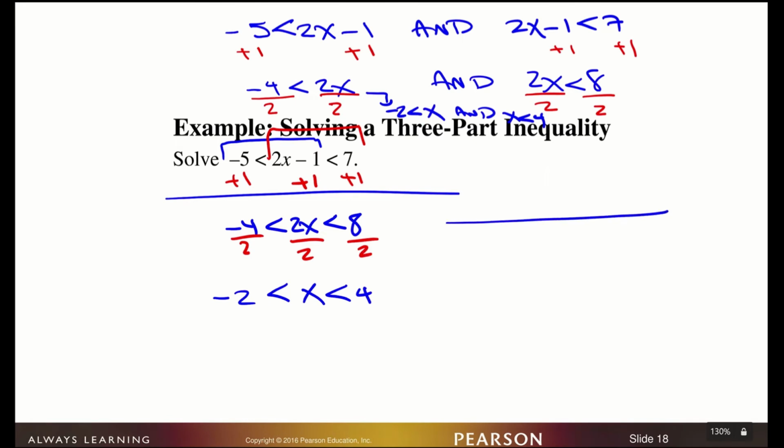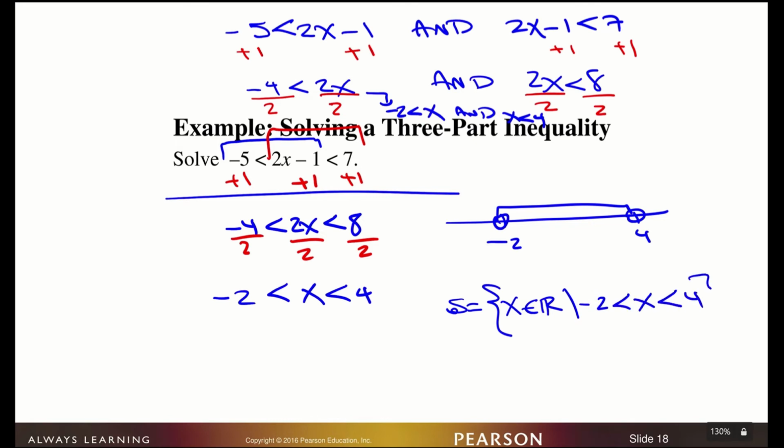So let's take a look at the graph of that. Here's -2, here is 4. Open circle on both, of course, because neither endpoint is included. So again, we can write the solution set in set builder notation as all x belonging to R such that -2 is less than x is less than 4. Or we can use the much more efficient interval notation and just write parentheses -2 comma 4, like so. And both notations are correct, except this is just a compact form of that. So this set and this set are exactly the same.